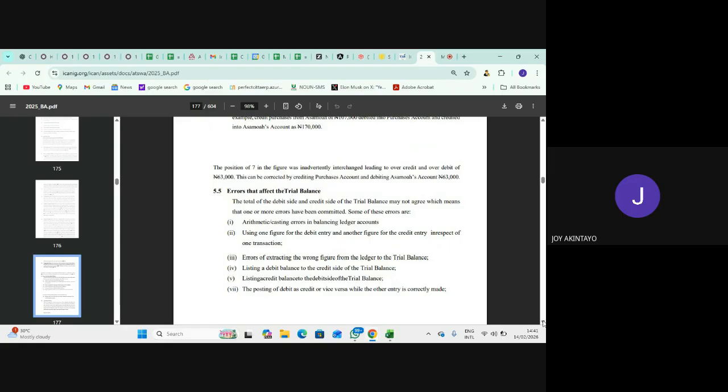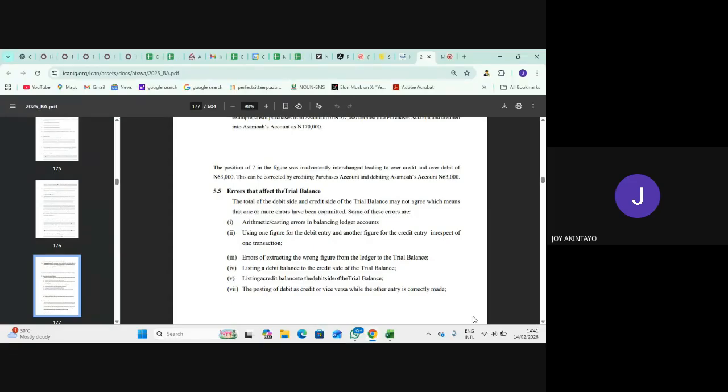The next one is listing a debit balance to the credit side of your trial balance. You have a debit balance, you now list it on the credit side. Actually, it will not make your trial balance to be accurate. The other one is listing of a credit balance to the debit side of your trial balance. You have a credit balance already, instead of putting it on the credit side, you now put it on the debit side. Your trial balance will not be accurate.